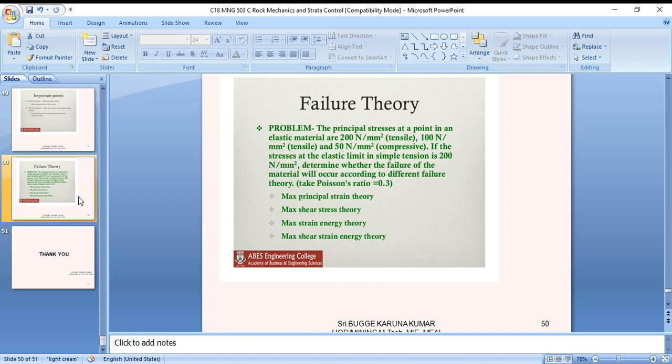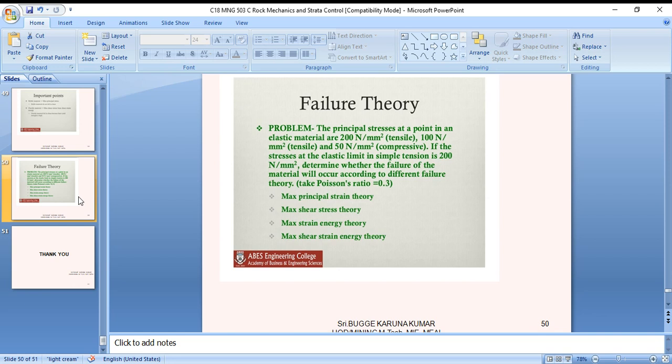And then coming to the failure theories, now I am going to give one simple problem for your practice. The principal stresses at a point in an elastic material are 200 Newton per mm square tensile, 100 Newton per mm square tensile, and 50 Newton per mm square compression. If the stress at the elastic limit in simple tension is 200 Newton per mm square, determine whether failure of the material will occur according to the different failure theories. Take Poisson's ratio as 0.3.